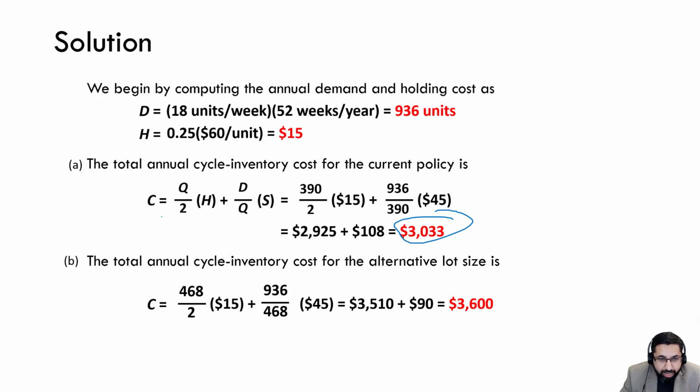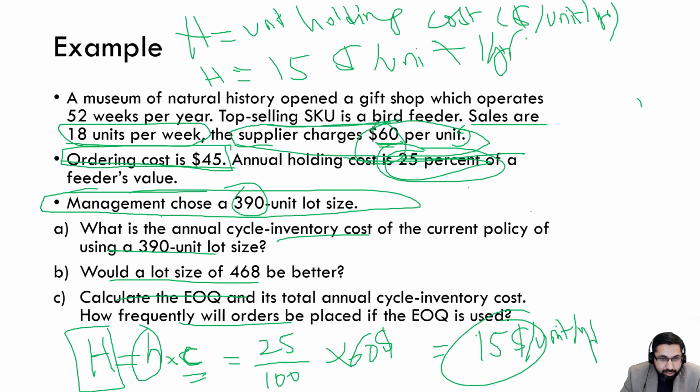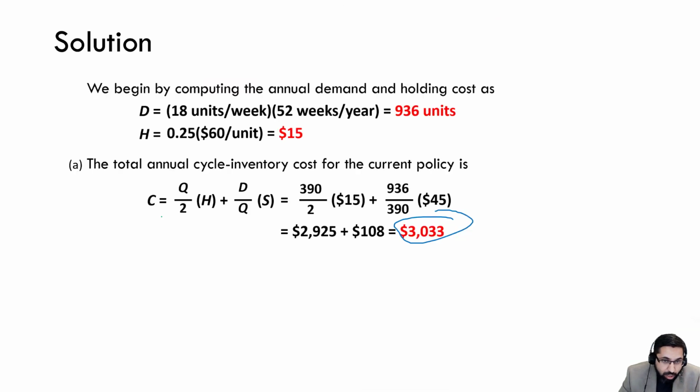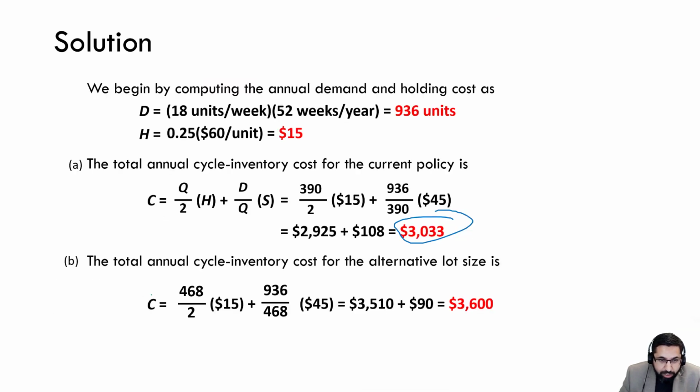Now management is considering another lot size. They're thinking, should we order 468? That is also not a very good idea because it is going to increase our annual cost. We were already paying $3,033 for this policy, and the new policy with a bigger ordering size is going to increase our cost to $3,600. Not a good idea.